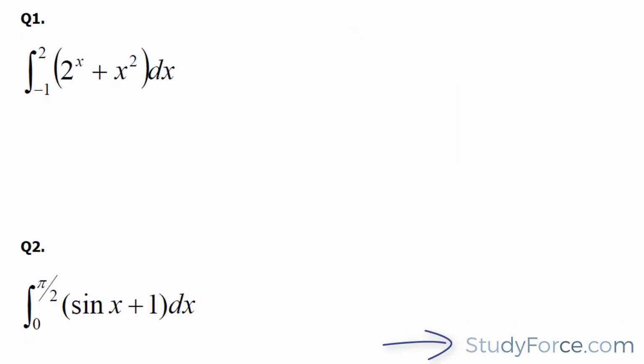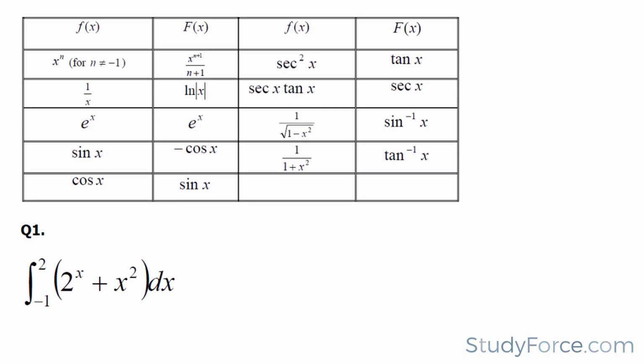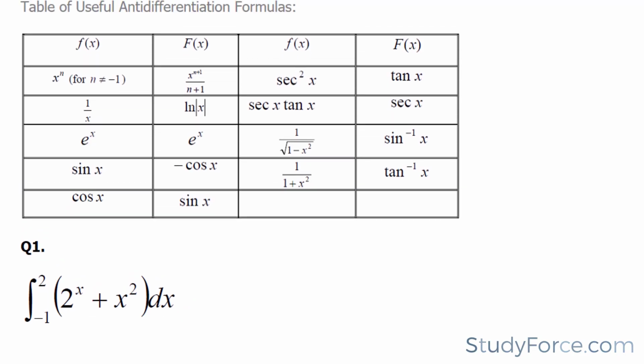In question number 1, they ask us to find the area underneath the following function between -1 and 2. Essentially, that's what we're doing when we're finding the definite integral. We're finding the area underneath the curve. And the function that they have for us is 2 to the power of x plus x to the power of 2. Now above, I've included a table of useful antiderivatives.